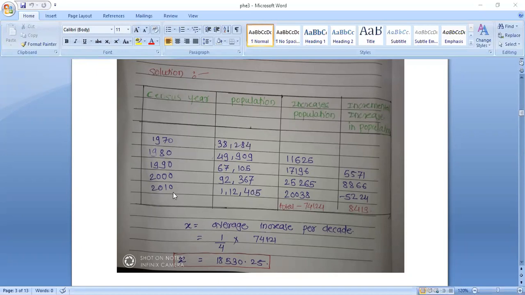For 2010, the value of increase in population is 20,038, and for 2000, the value of increase in population is 25,265. Now, incremental increase in population for 2010 is the increase in population for 2010 minus increase in population for 2000, that is this term minus this, and the value is minus 5,224.